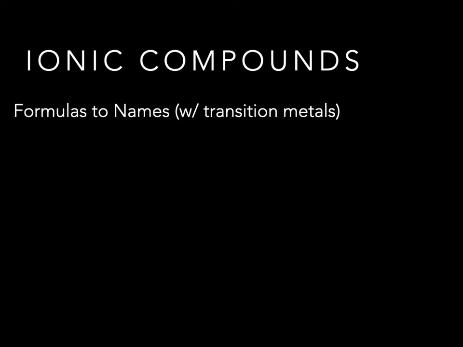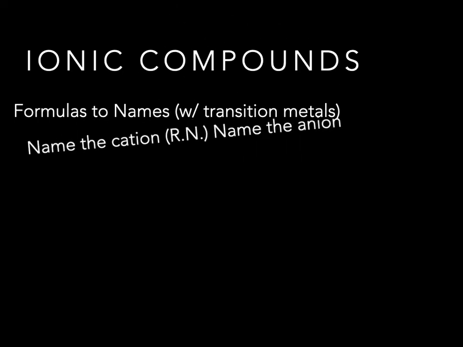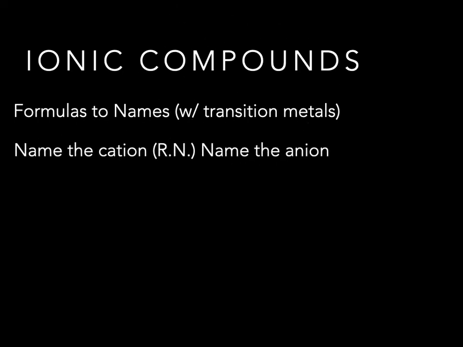Okay, let's talk about going from formulas to names when there are transition metals. You may remember transition metals can form more than one charge. On your periodic table, look just above the symbol for the element, and there will be a list of numbers separated by commas. Those are the possible cations that transition metal can form. If you are trying to name ionic compounds with transition metals involved, we're going to use Roman numerals to differentiate what the charge is on the cation.